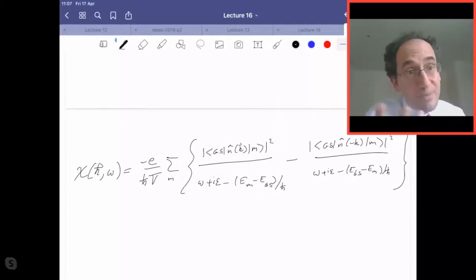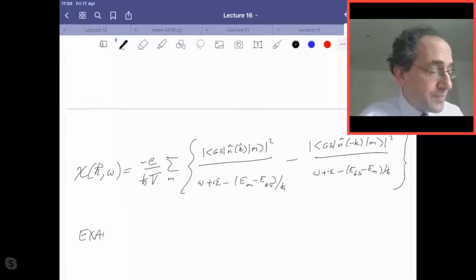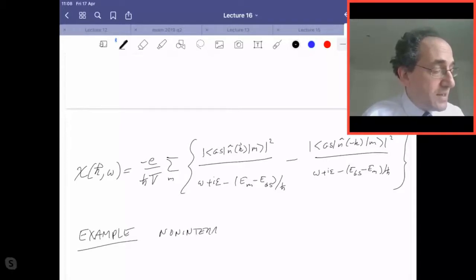So we're going to simplify our life. We'll do a simple example first. That's what we always do. So the simple example, which is already non-trivial, is non-interacting electrons. Interacting or non-interacting fermions.